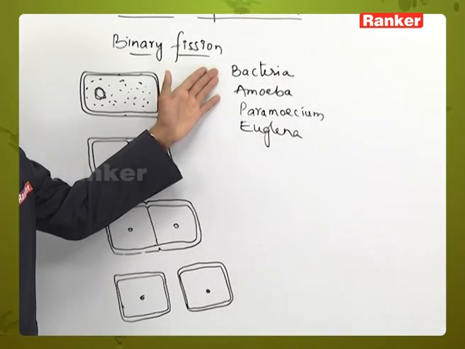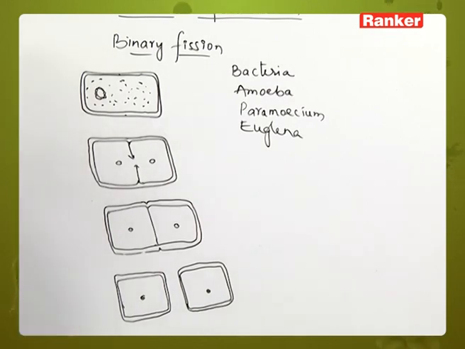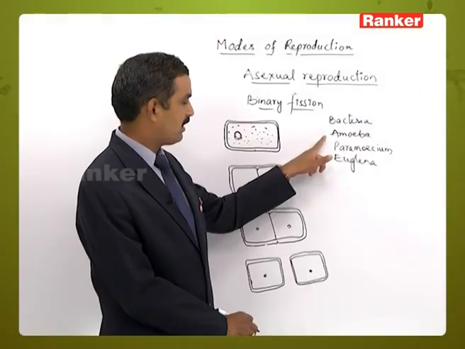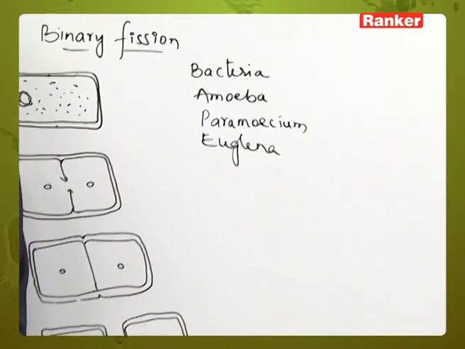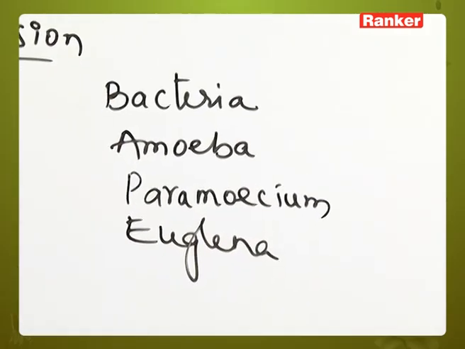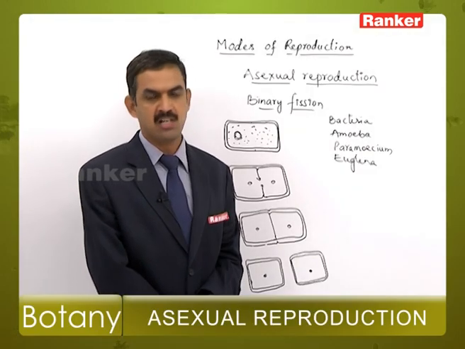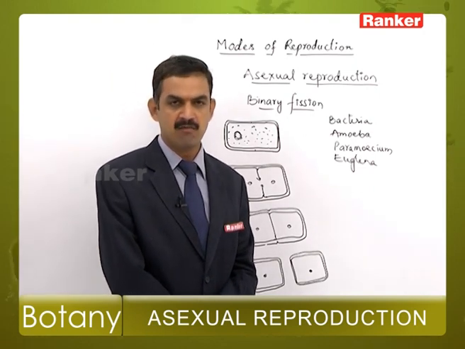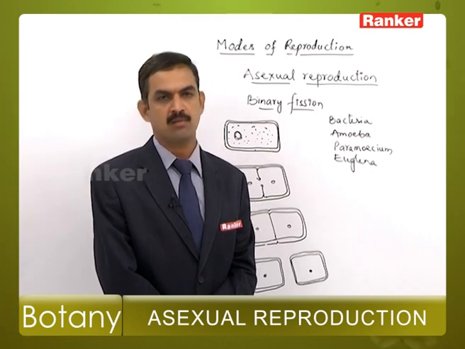In bacteria, this is called transverse binary fission, whereas in amoeba simple binary fission is present. In paramecium, transverse binary fission is present, whereas in euglena longitudinal binary fission is there. In longitudinal binary fission, first the flagellum divides into two flagella, and later the body of the euglena is also divided longitudinally to form two daughter euglena.